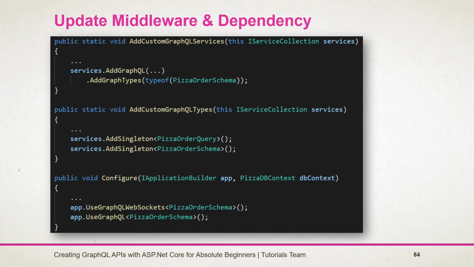We have specified the dependencies for both classes. Then specify the schema type using the AddGraphQL type method. Along with this, we have configured the schema with the UseGraphQL and UseGraphQLWebSocket.